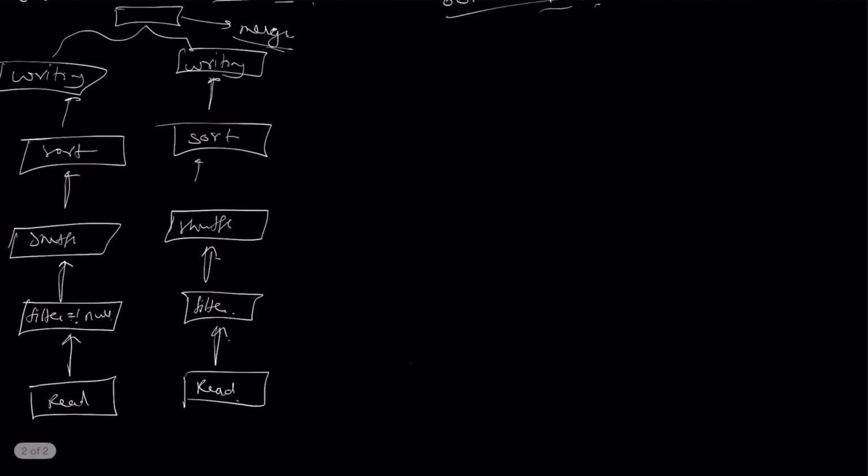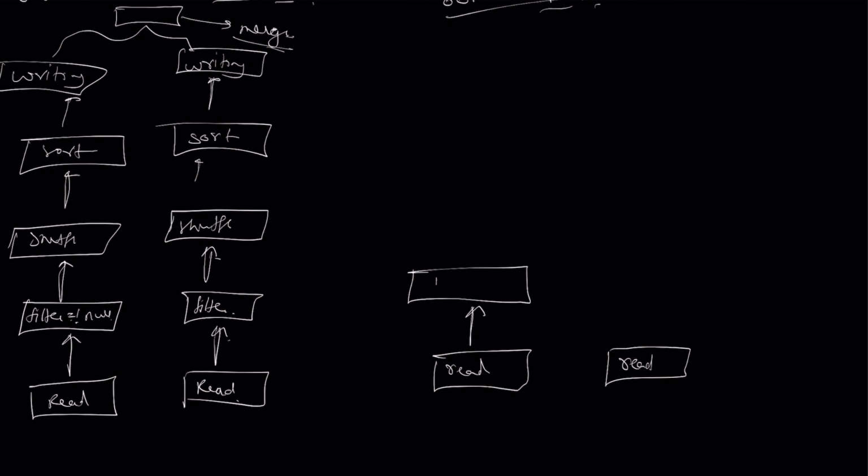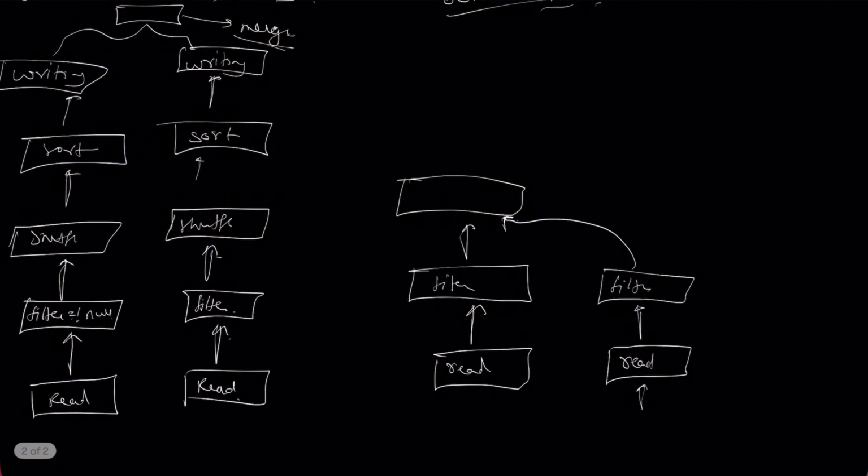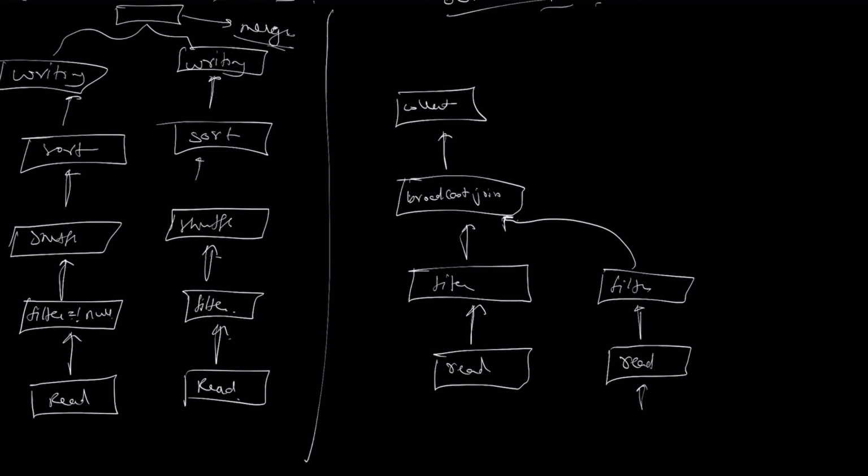And in broadcast join, what will happen is we will be reading both the data frames, read and read, filter, filter. Then instead of shuffling, we will broadcast: the driver will be broadcasting this table to the executors. So we have this data now available within all the executors, and hence we directly do the broadcast join and then the collect operation. This is the difference between shuffle joins and broadcast joins.